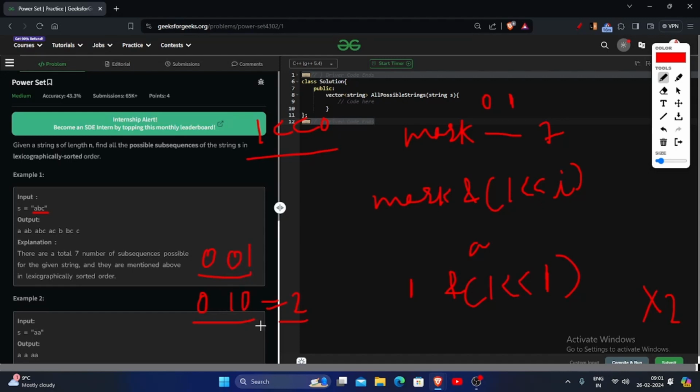Now this gives me 0, 1, 0. That is 2. And if I check 1 and 1 left shift by I, it will give me 0. The 0th bit is not set in my mask because we have 0, 0, 1, and I'm checking whether this particular bit is set in my mask. It is not set because it is 0.